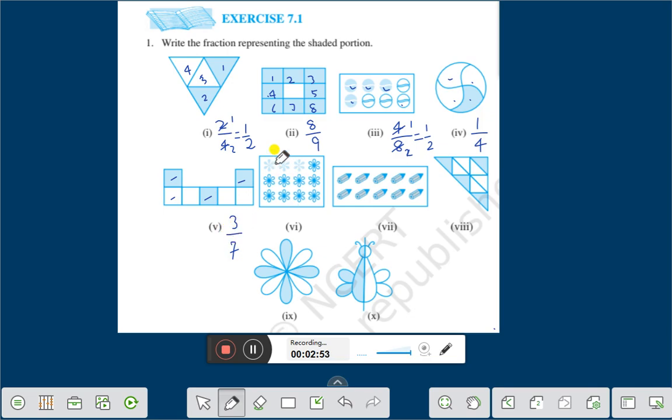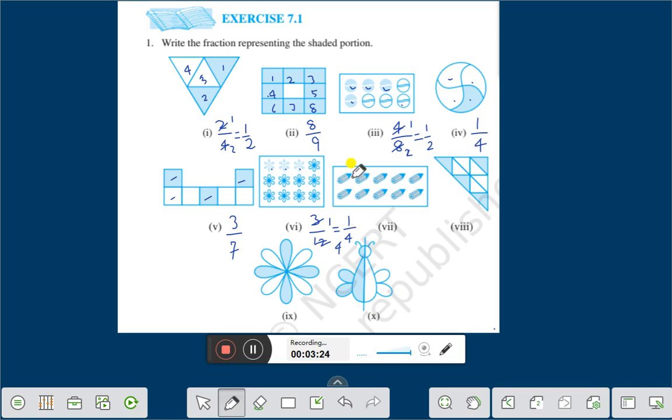Here how many shaded portions are there? 1, 2, 3. Therefore 3, and the total parts are 1, 2, 3, 4, 5, 6, 7, 8, 9, 10, 11, 12. So 3 by 12. If we change it into the lowest term, 3 times 1 is 3 and 3 times 4 is 12. That is 1 by 4.